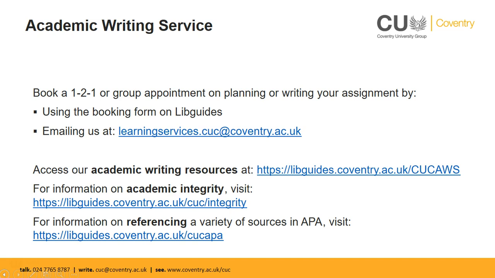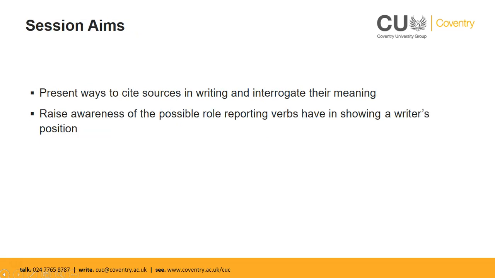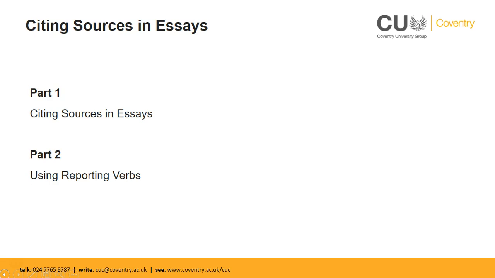Okay, so the aims of today's session are to present ways to cite sources in writing and then interrogate their meaning and how they can be interpreted. Also, one of the aims is to raise awareness of the possible role reporting verbs have in showing a writer's position on a topic. We're going to split the session into two parts. This is part one, where we'll look at citing sources in essays, and part two will focus on using reporting verbs in your writing. Right, so let's move on to the first part.